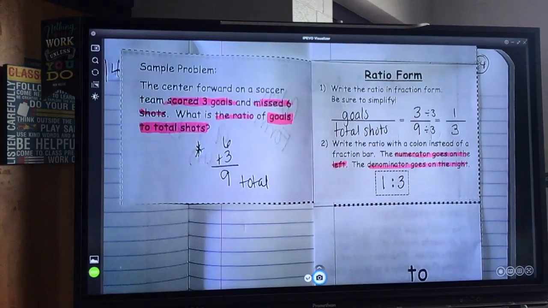And the reason I'm saying this is because this is part of your pull-out. So you are going to be given a situation and you have to write the ratio. You have to write a sentence about it. So do not just do 1:3. You're gonna get a 0. You actually have to write a sentence.